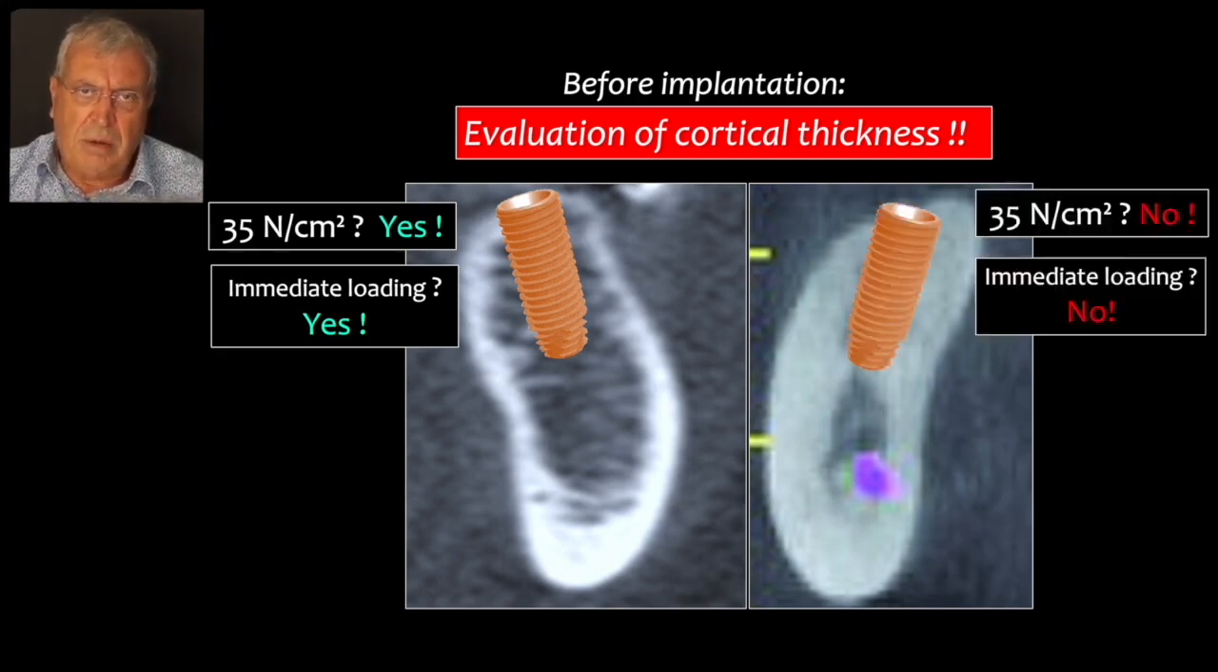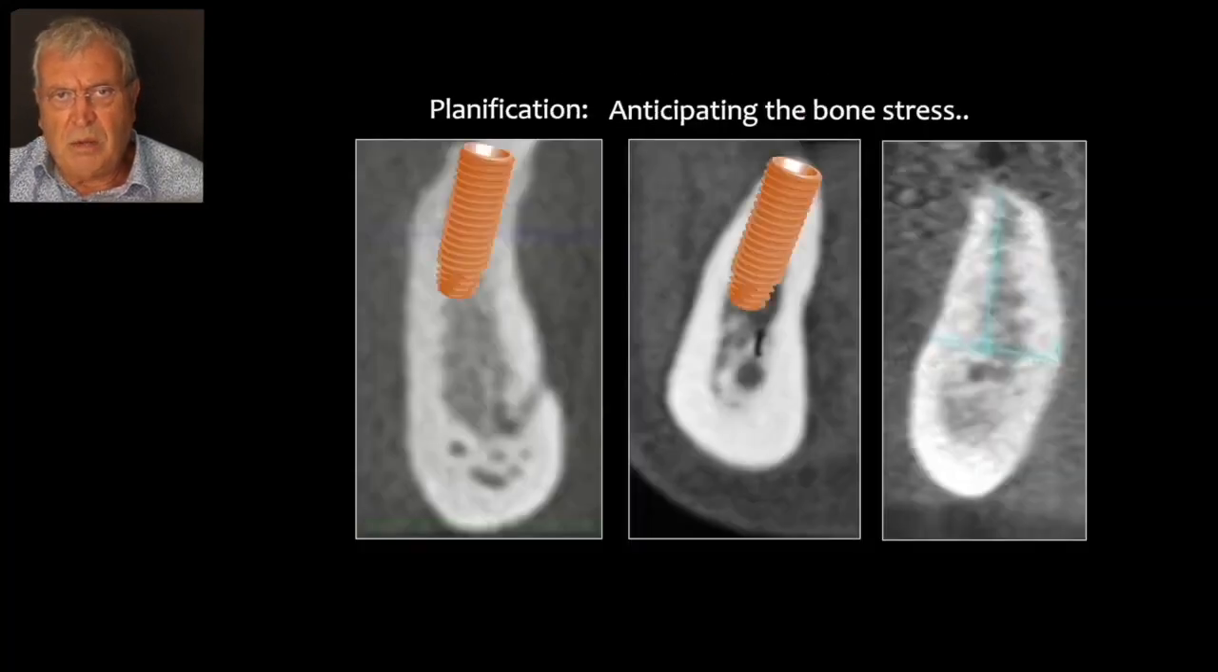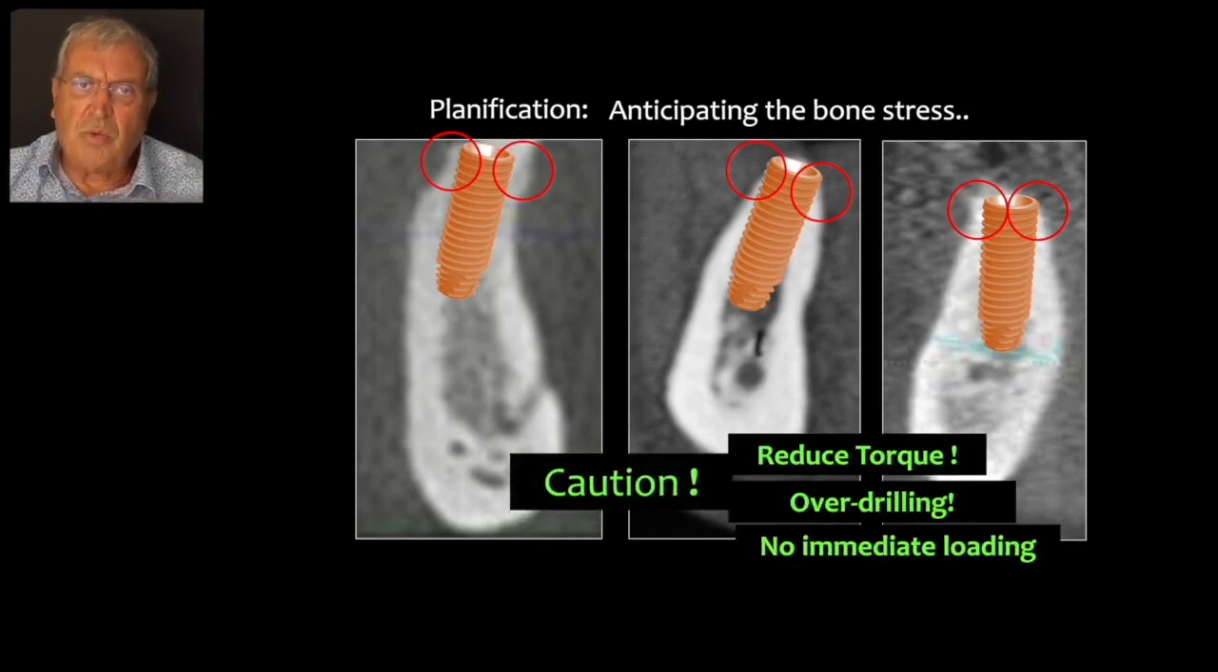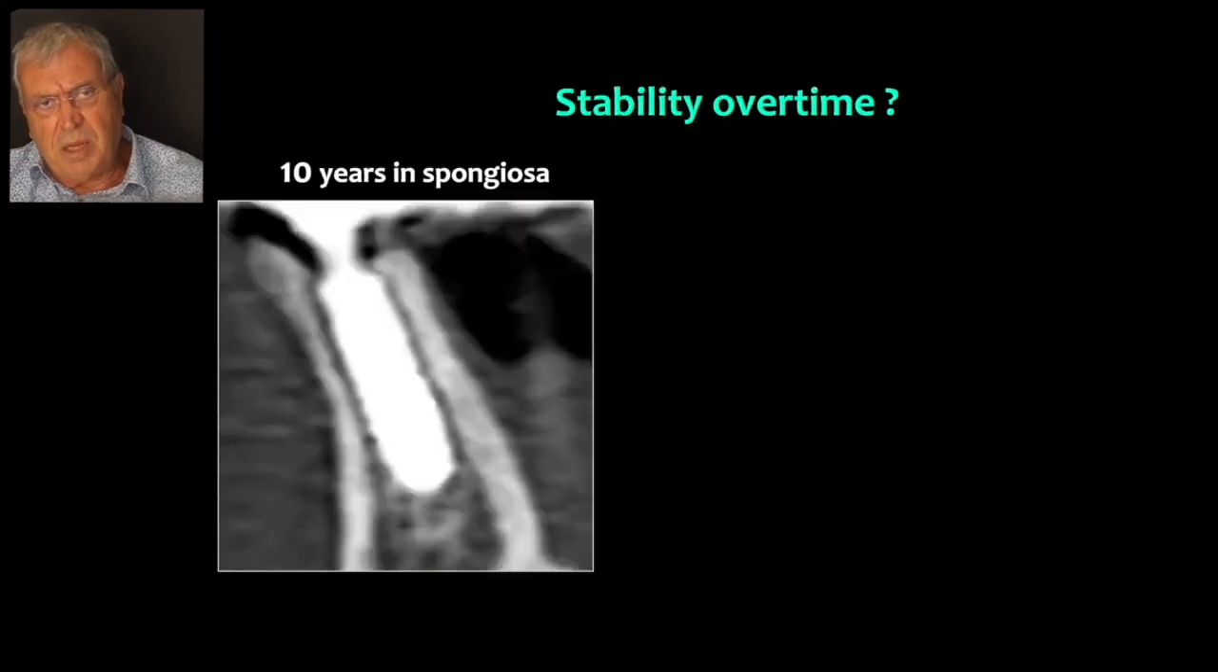Here, we cannot place the implant with high torque. We cannot load immediately. Definitely never. Because if we do it, we will lose the implant after a while. We need to anticipate the bone stress. This is how planning should work. And then when the implant is placed, it should be with a very low torque, over drilling, and definitely forgetting immediate loading.